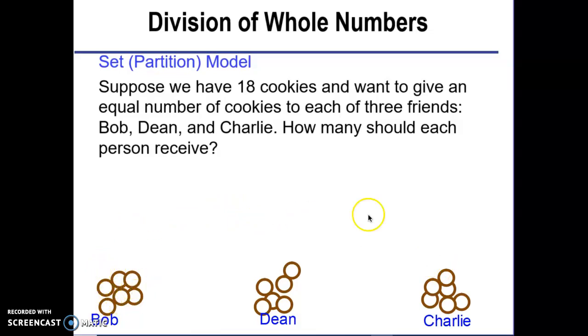1, 2, 3, 4, 5, 6. Each person has 6 cookies. The answer to this question is 6.